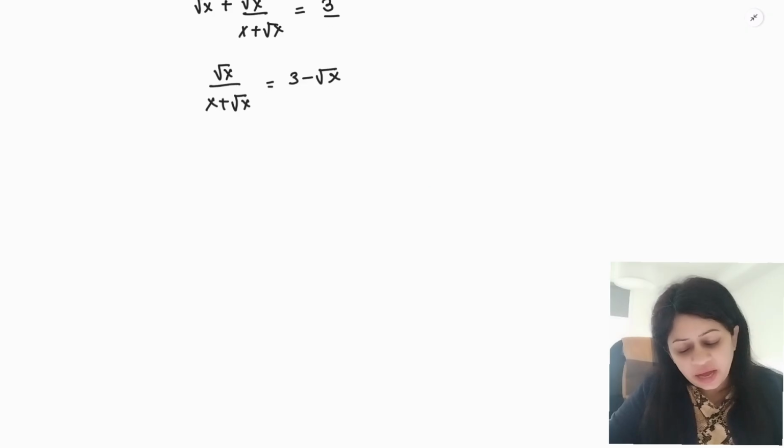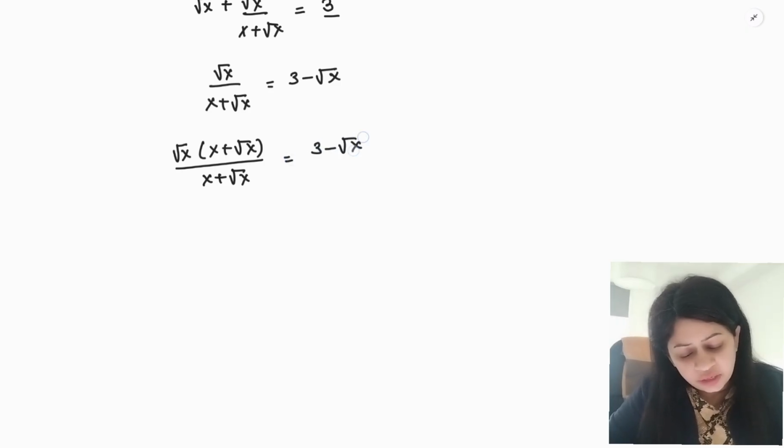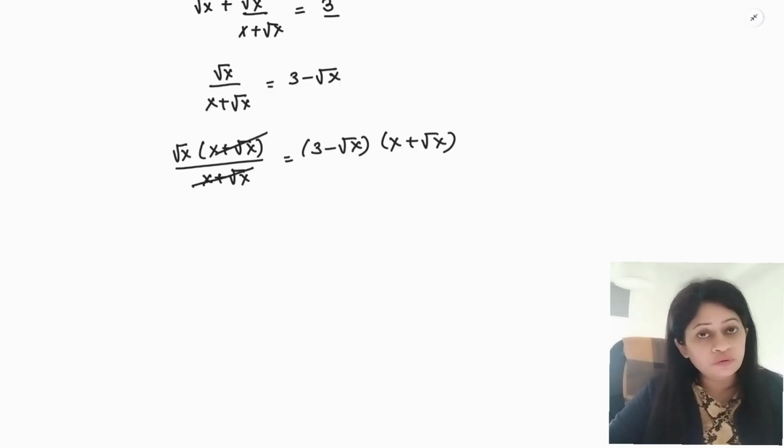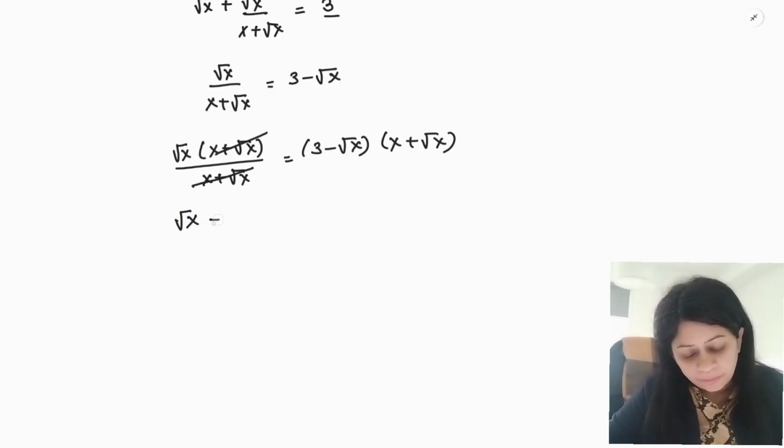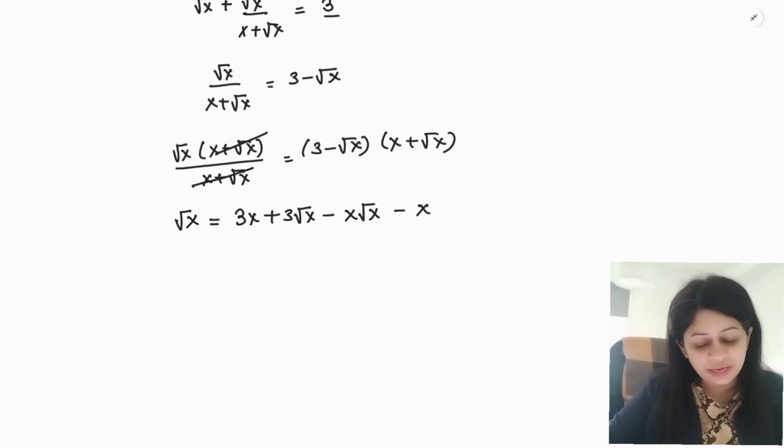Then we have this in the denominator under root. So what can we do? If we have this term, I can multiply with x plus root x on both sides, left hand side and right hand side. So we get 3 minus root x and x plus root x. On the left hand side, this will cancel out and we are left with just root x. On the right hand side, we just multiply all of these: 3 times x is 3x, 3 times root x is 3 root x, minus root x times x is x root x, minus root x times root x is x, right?